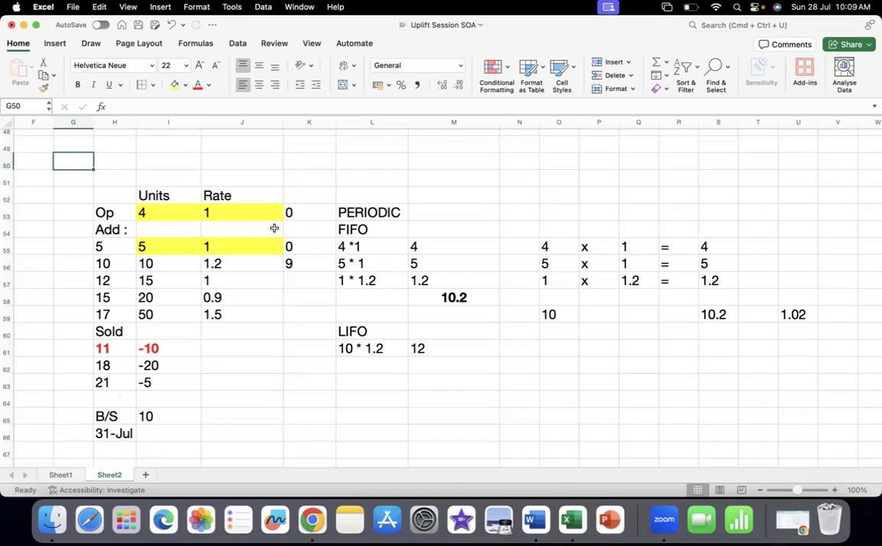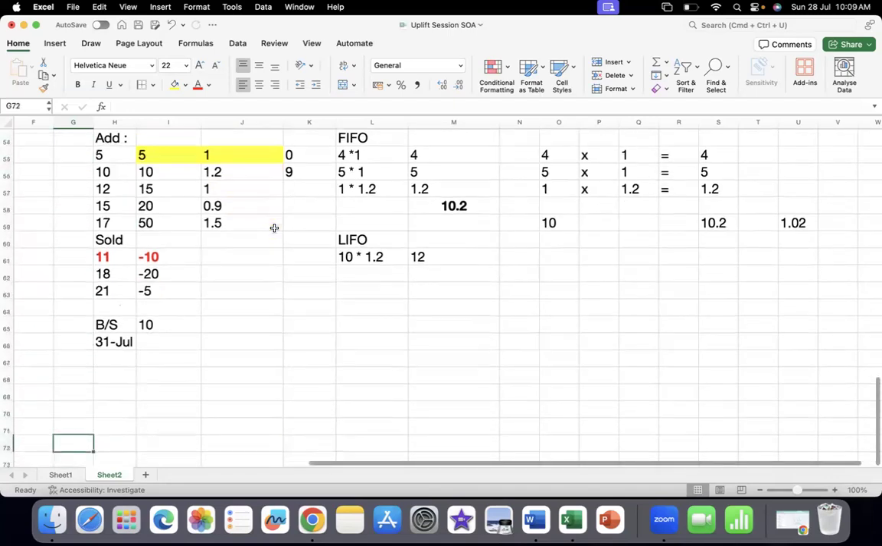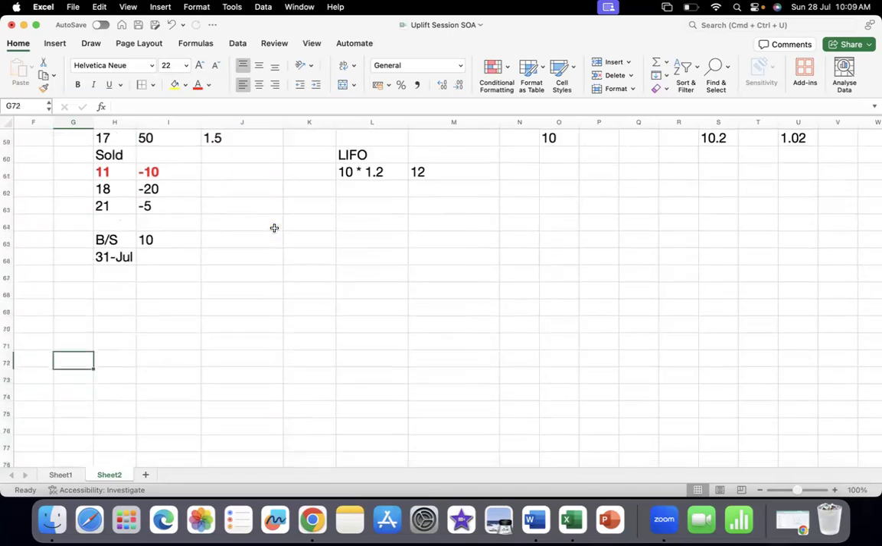What are the problems in the inventory? The inventory becomes obsolete, and if it is perishable, it becomes destroyed because of its perishable nature. Then there are methods. One is FIFO, LIFO, and weighted average. And in every method, we have got periodic and perpetual.